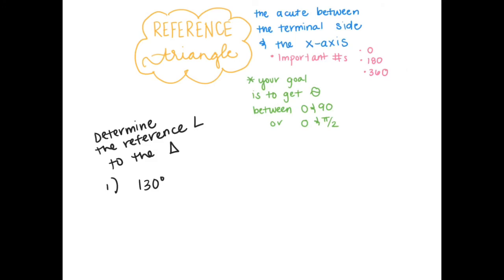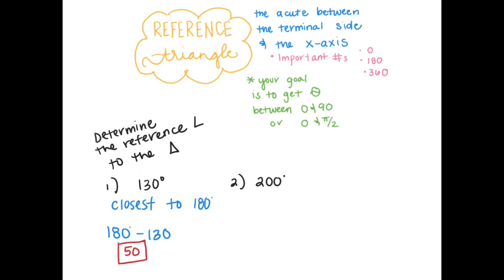So for the first one, if we had 130, that one's going to be pretty close to the x-axis in the second quadrant. So we're going to be close to 180. So I'm going to take my 180 and I'm going to subtract the 130. So the reference angle is 30. I'm sorry, the reference angle is 50 because 180 minus 130 is 50.